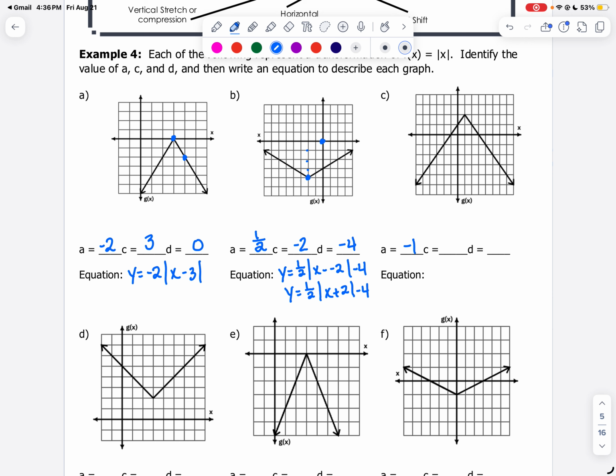All right, now remember your parent function had a vertex at 0, 0. So from 0, 0 to get to my new vertex, I'd have to move right 1. So C is +1, and I'd have to move up 2. So D is +2. So when I put all that together in the equation, I get y equals -1 times the absolute value of x minus 1, plus 2.